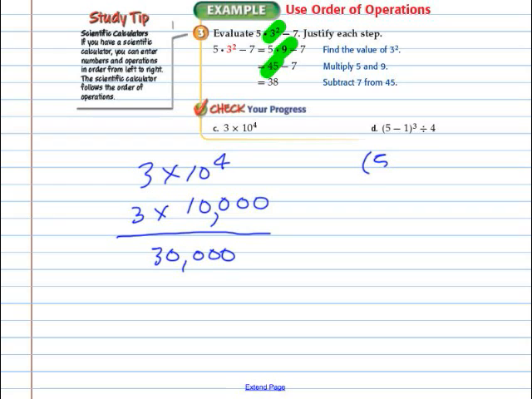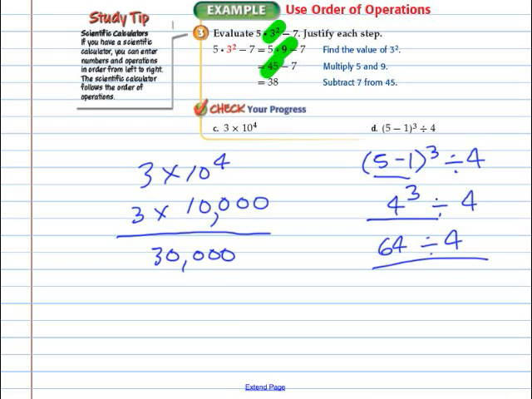In D, we have grouping symbols, parentheses, and a power. So our first step is 5 minus 1, which is 4. 4 to the 3rd, divided by 4. 4 to the 3rd is 64. 64 divided by 4. The value of that expression would be 16.